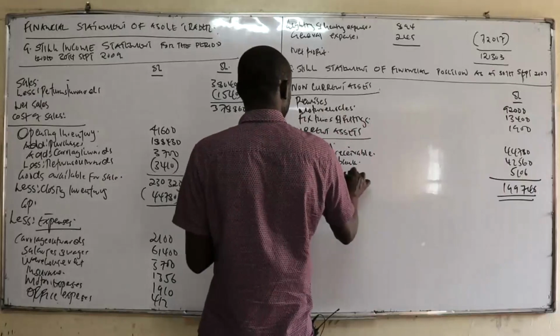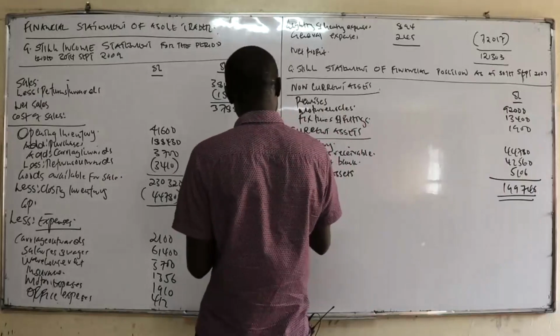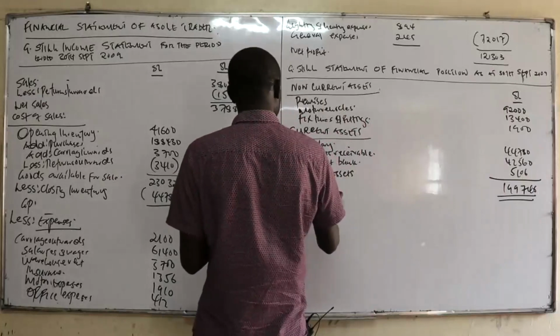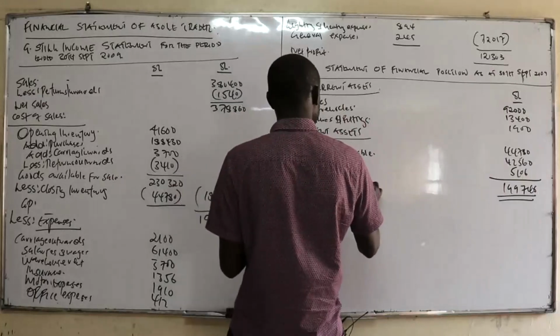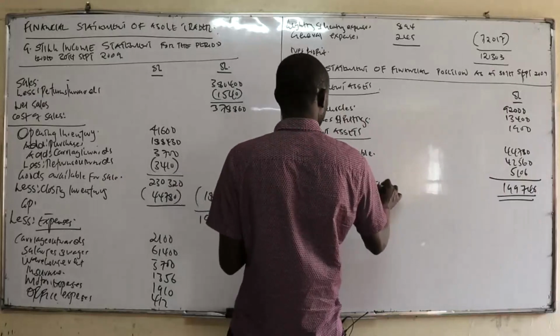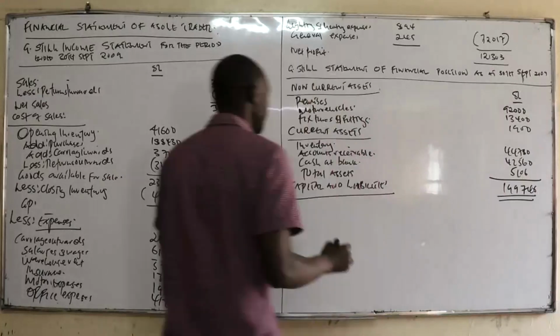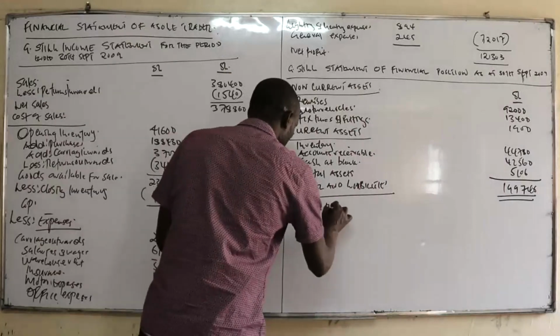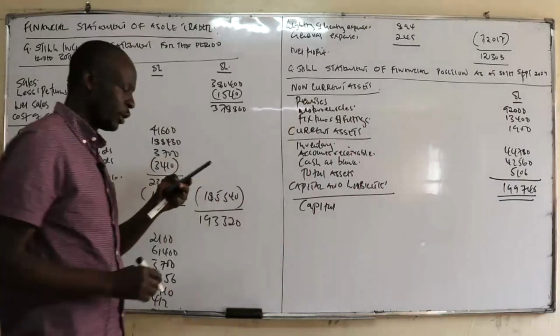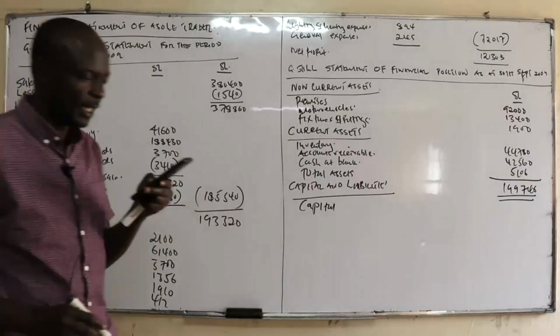Then you write here capital and liabilities. Capital and liabilities. So you start with capital. The capital in this question is 68,843.